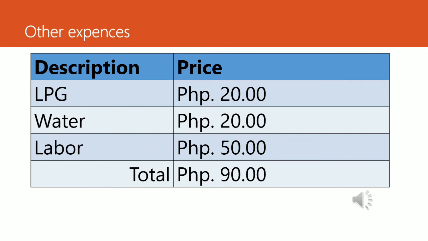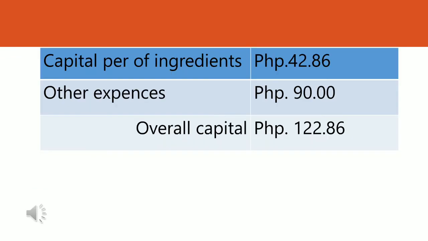In business, we also add other expenses, such as LPG costs 20 pesos, water costs 20 pesos, and also the labor, 50 pesos, with a total of 90 pesos. Now, we're going to add the capital of ingredients, which is 42 pesos and 86 centavos, and other expenses, which is 90 pesos, with a total capital of 122.86 pesos.